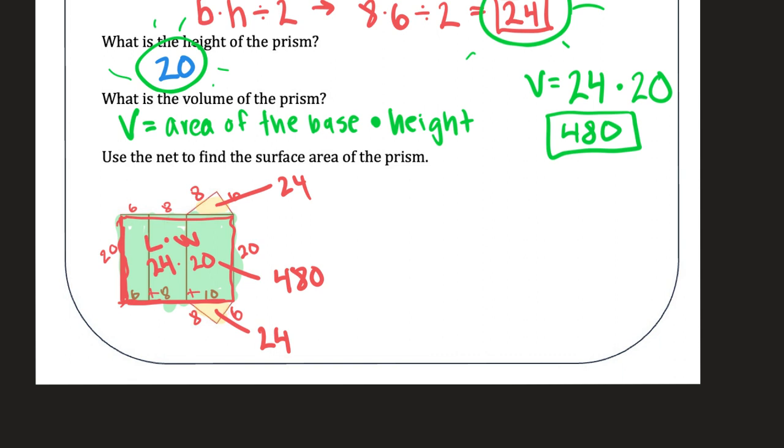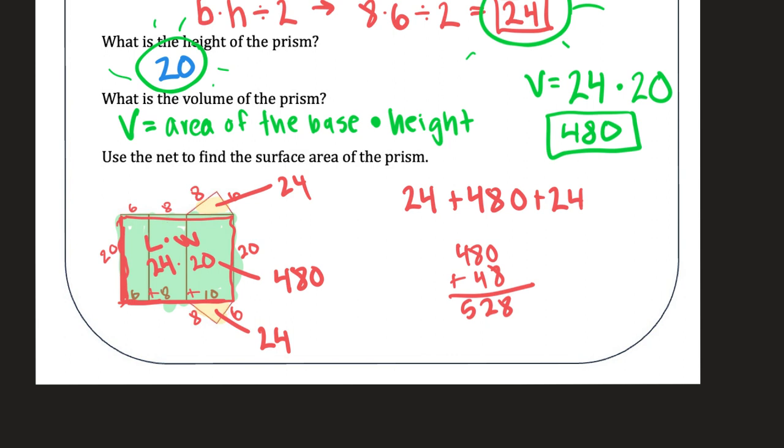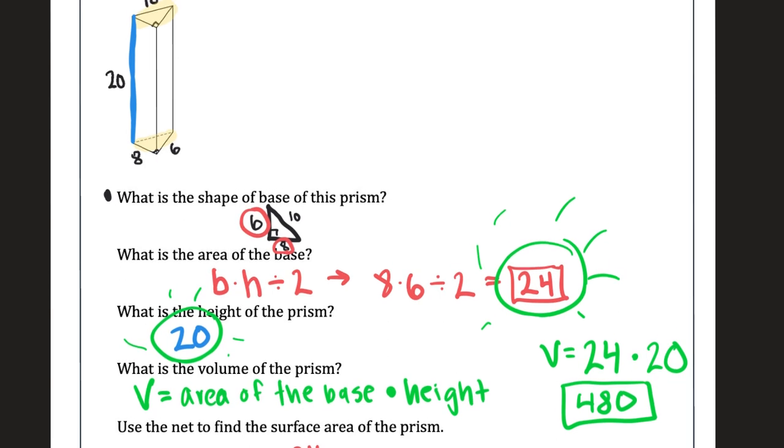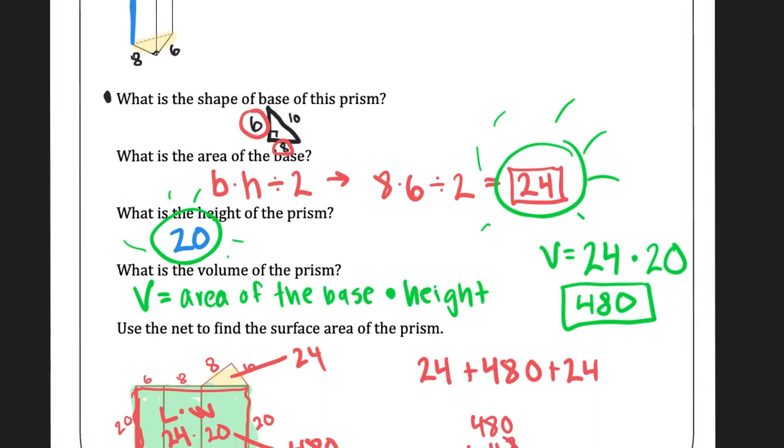So to find the surface area, we just add all of our pieces together. And we go 480. I add the 24s together, that's 48. 480 plus 48 is 528 square units. So 528 square units. And that is all you need to do. I am not going to stress on you putting the units on this. We are just trying to get the basics down here. So just follow the steps and you should be okay.